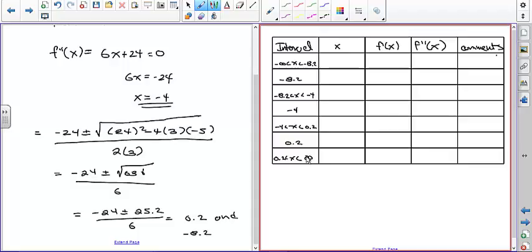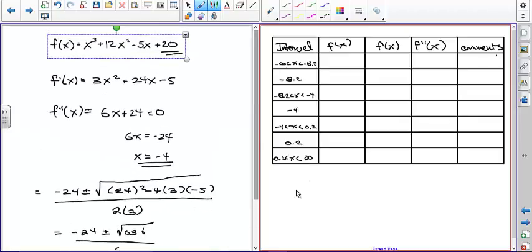So we already have some of this to fill in, because we know the x values. Actually, this is not x. This should be f of x, sorry. So this is the value of the function. We could plug these three values into the function and find out what the values of the function are at the two critical numbers and the point of inflection. So let's do that. We have to find our original function. So we're going to do f of negative 8.2, and f of negative 4.